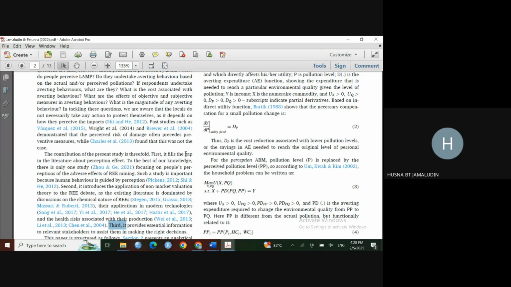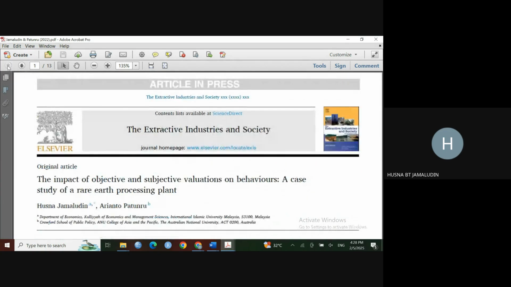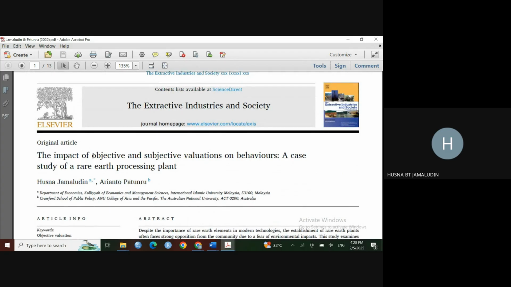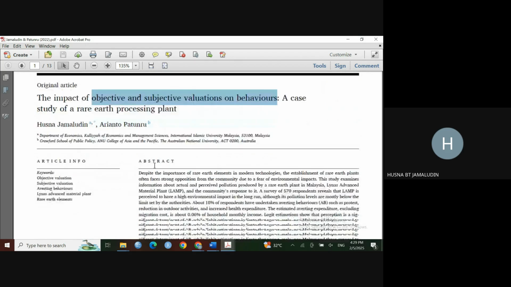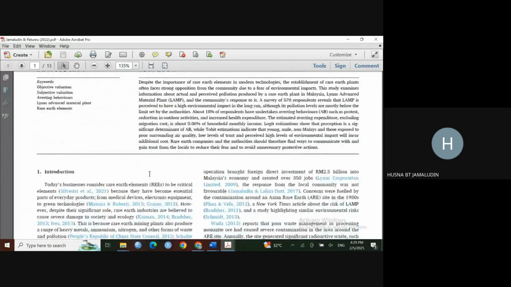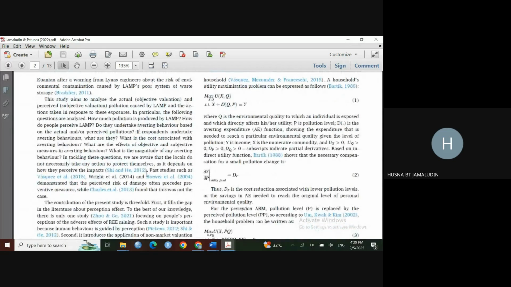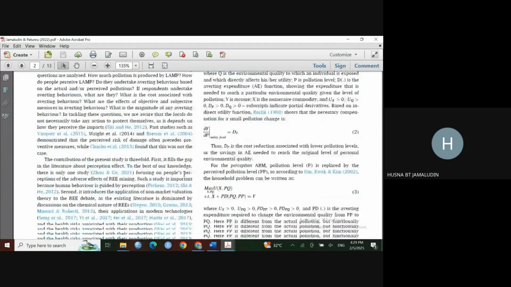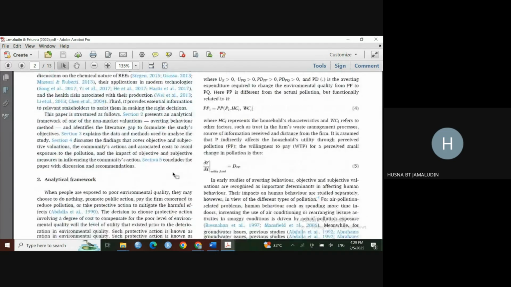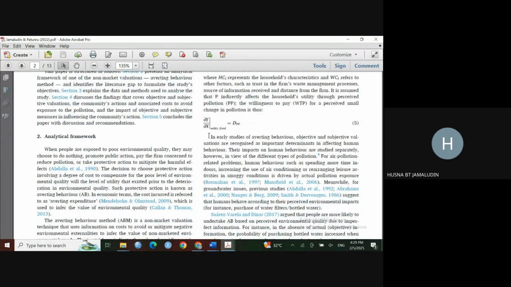Okay, so this topic is about seeing the impacts of actual data and perception on people's behavior, whether they can affect your behavior. Basically, actual data is pollution data, and perception is people's perception of pollution. So what kind of literature review am I looking at? Where is the literature review? In this case, I'm looking at the evolution of the study.